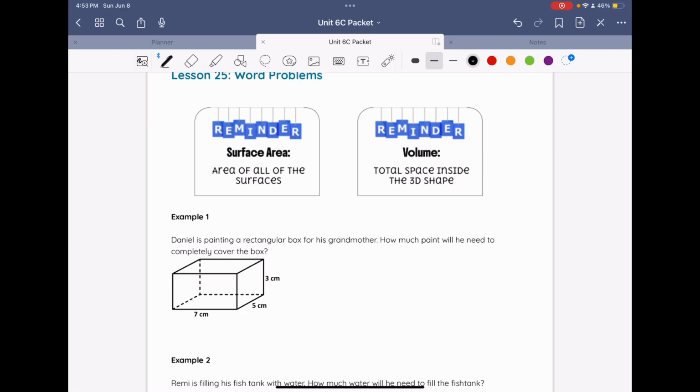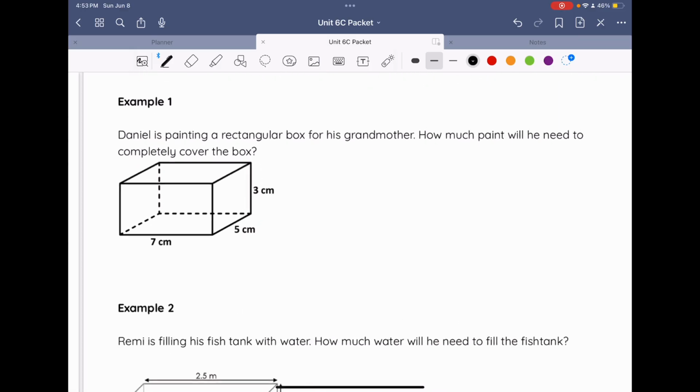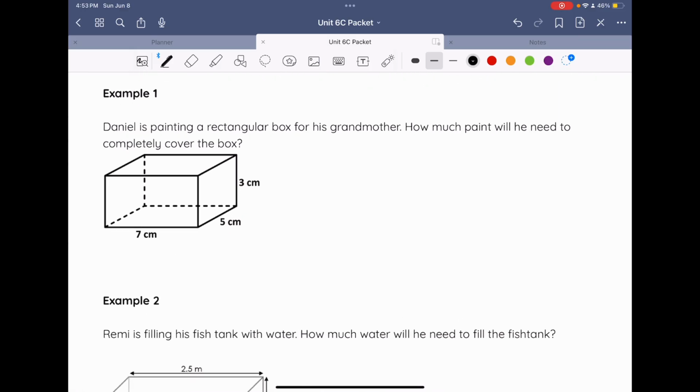It says, Daniel is painting a rectangular box for his grandmother. How much paint will he need to completely cover the box? All right, so the first thing we have to figure out is whether this question is asking us to find surface area or volume. Well, let's look back to what it is asking me to find. It says, how much paint will he need to cover the box? Well, if I am covering something, that's the outside. So that must have to do with surface area. So we are finding the surface area of this problem.